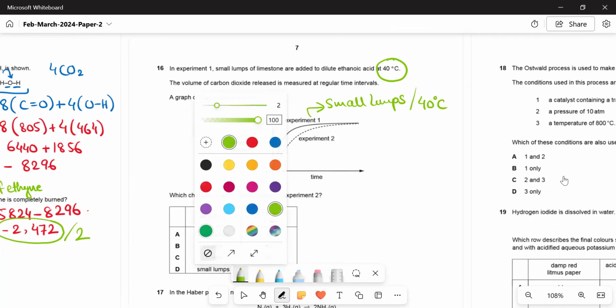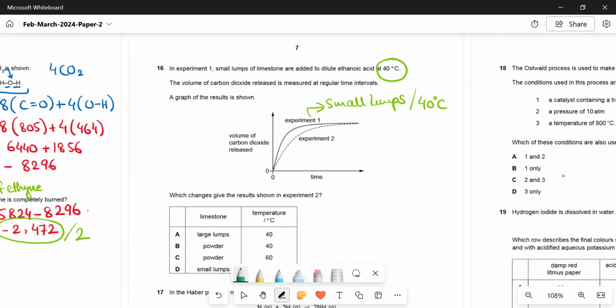And in the other one, at regular time intervals. So in experiment 2, as you can see, it is less steep as compared to the experiment 1 curve. If it is less steep, it means that this will be a bit slower as compared to experiment 1. So slower means that we will take large lumps, because if we are taking the large lumps, then there will be less surface area available. And if there is less surface area, then obviously the reaction will be slower.